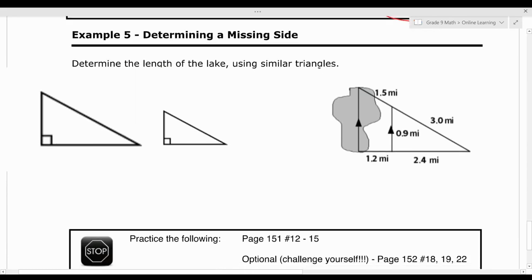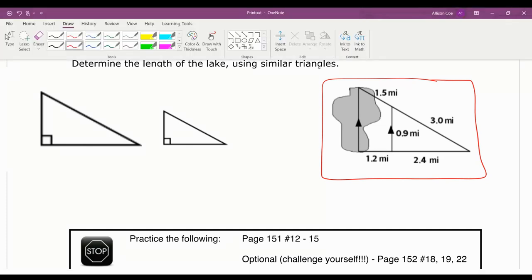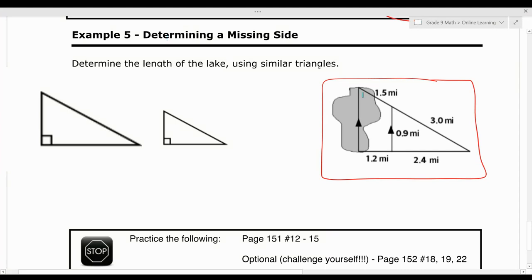Example 5 tells you to determine the length of the lake using similar triangles. You'll notice that you only have this on the page if you're printing off the blank ones or looking at the blank ones. What I've done is imagine the 2 triangles are sort of part of each other. So I took this big triangle, I'll color it in blue, and then drew it on the side here. I just find it easier to break them apart. Some of you will be able to work with it just as is on the diagram, and that's perfectly fine.